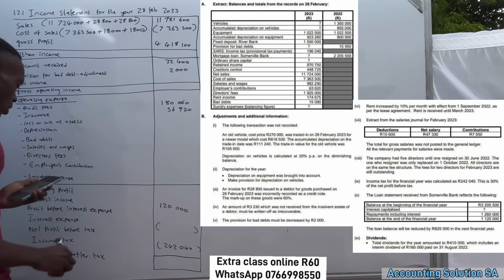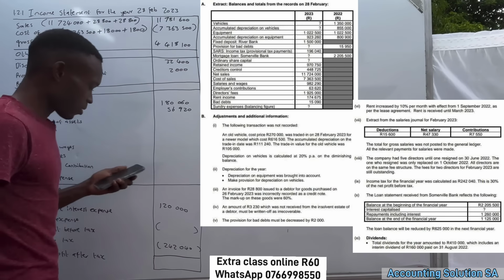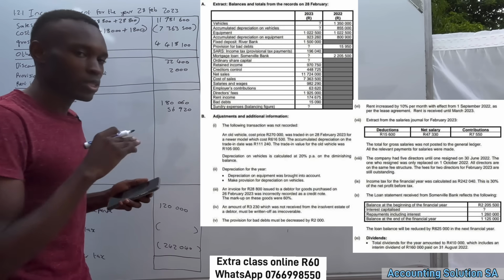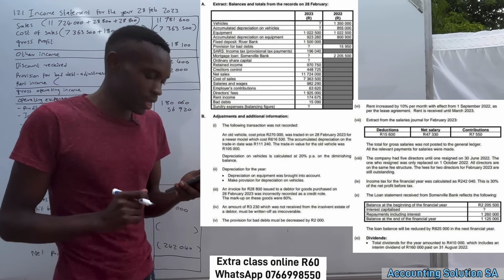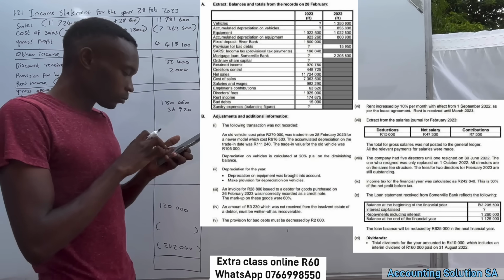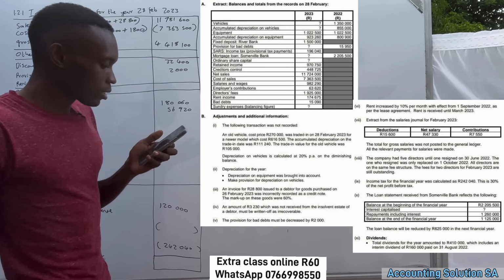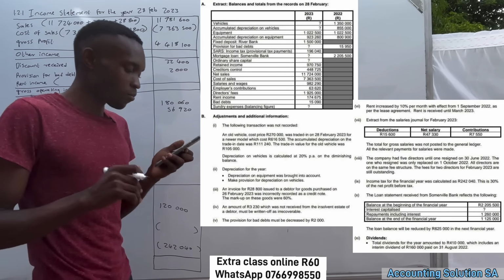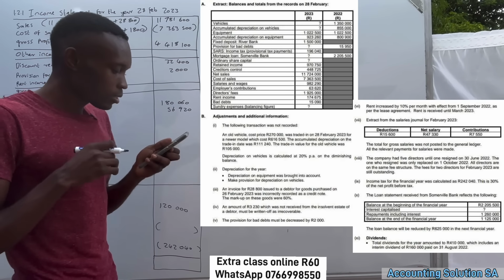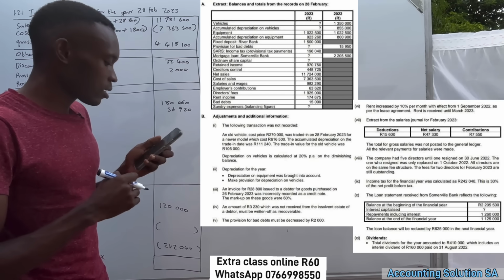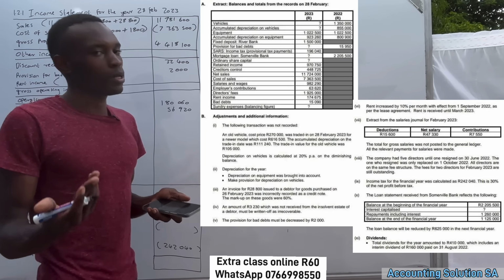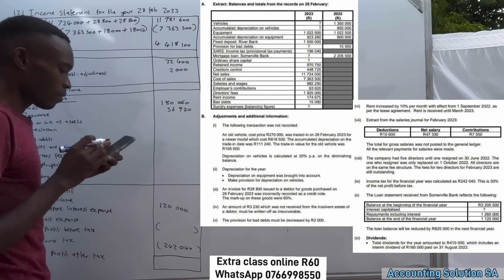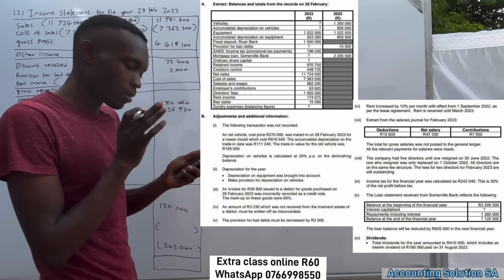Okay, now let's go to rent income. I know that this one is kind of tricky to most people, but I'm going to try to simplify it as much as I can. Number 6: rent increased by 10% per month with effect from 1 September 2022. As per lease agreement, rent is received until March. Actually, this rent has been paid in advance. In other words, we have to find the amount of March and we subtract it.